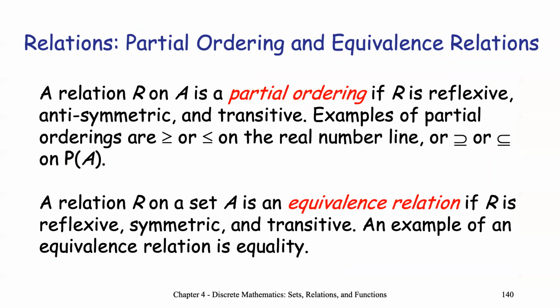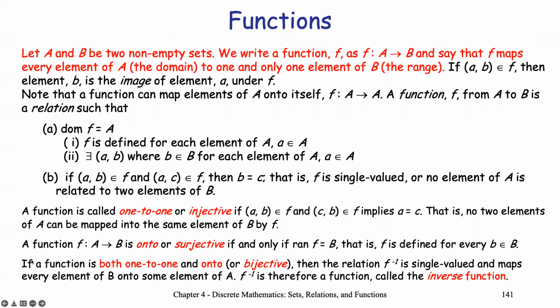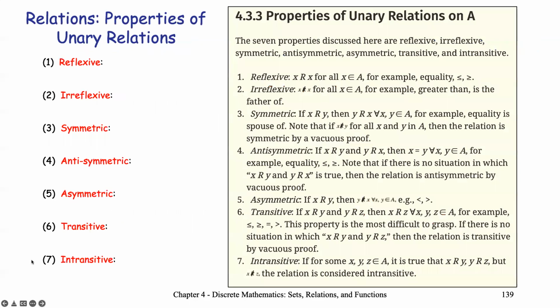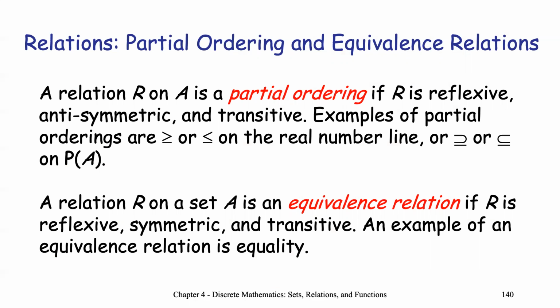For relationships, you can have a couple of possibilities. You can have a partial ordering and you can have an equivalence relationship. A relationship R on A is a partial ordering if R is reflexive, antisymmetric, and transitive. In this last chart, we saw a little bit of information about defining those terms. A relationship R on a set A is an equivalence relationship if R is reflexive, symmetric, and transitive. An example of an equivalence relationship is equality.